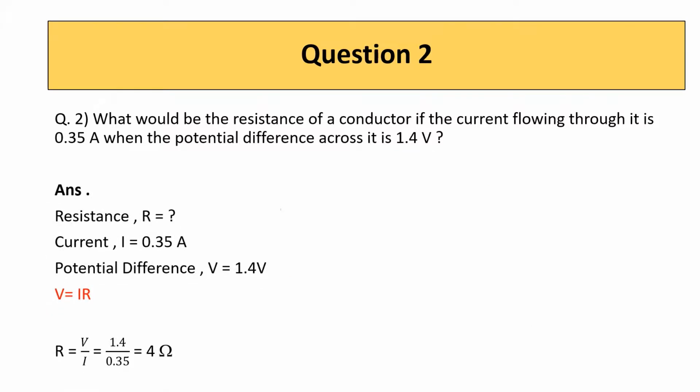Resistance R is asked. I is equal to 0.35 ampere. Potential difference V is equal to 1.4 volt. The expression we know is V is equal to IR. From that R is equal to V by I, which is equal to 1.4 divided by 0.35. This will give you 4 ohms. Ohm is the resistance unit.